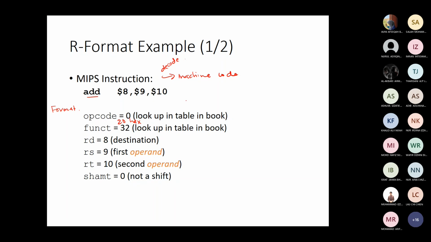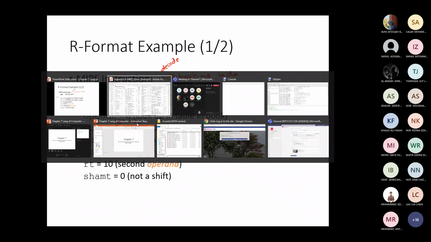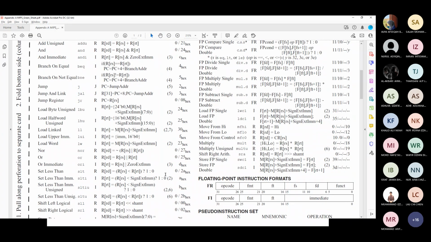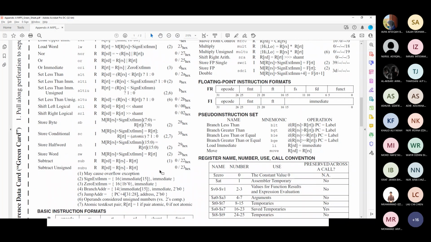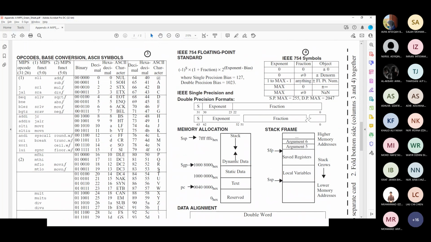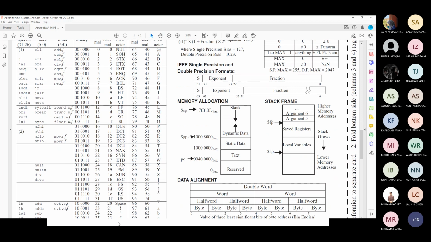So basically 20 hex or 32 decimal is the same. How do I know that? Go back to the second page. Look at hexadecimal 20 here. You can see 20 in hex is basically 32 in decimal.